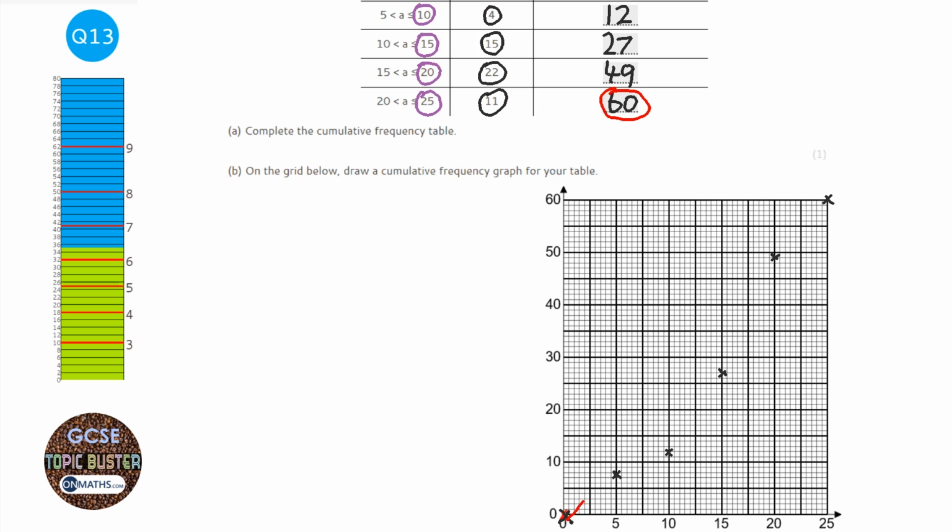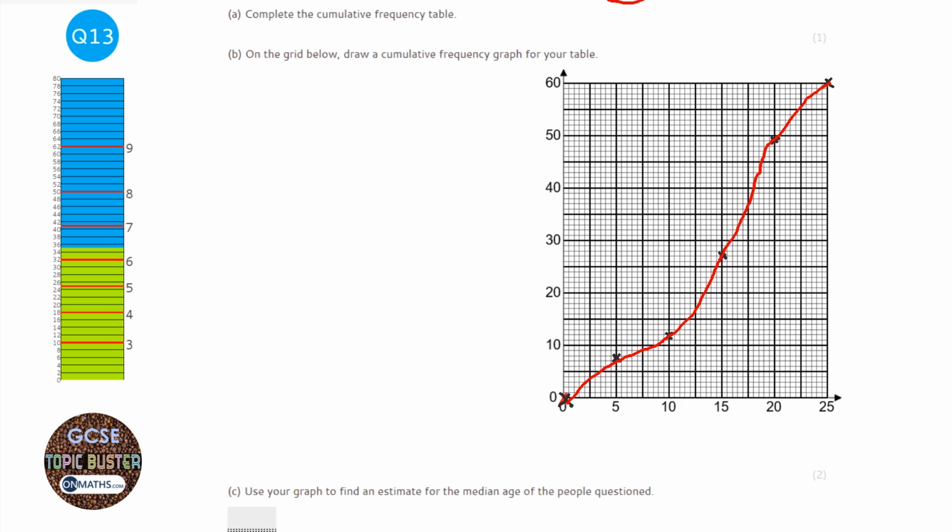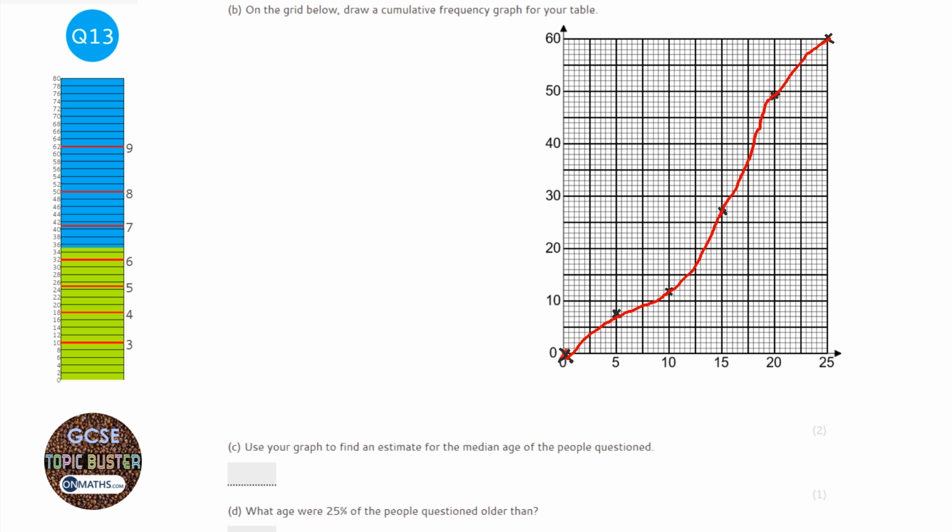I'm going to do it in different colours so it shows up. So one continuous curve going through all the points. Now mine's not great, but that's probably good enough to get the full marks. I could probably have had it a bit straighter. Back in the old days you used to have bendy rulers as part of your equipment, but you don't have them so much anymore. Okay, so question C, use your graph to find an estimate for the median age.